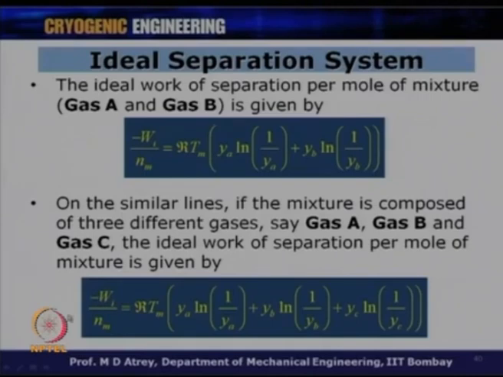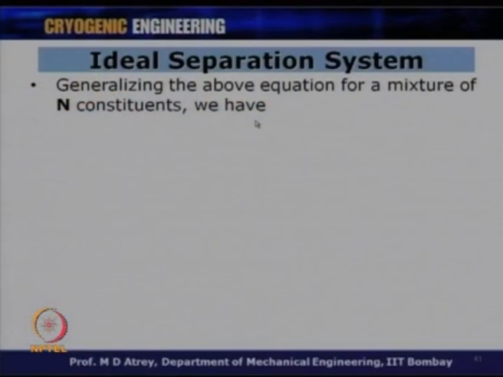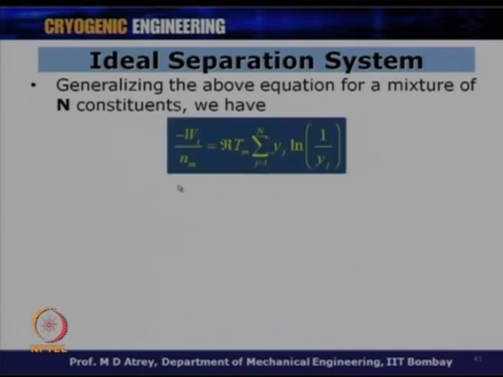The actual work of separation, however, as you know, will be different, and therefore, we introduce a term in the next slide called figure of merit, which we have already introduced in gas liquefaction also. So, generalizing the above equation for a mixture of n constituents, we just showed for A and B, and also for A, B and C, but if the mixture has n constituents, what will the formula be? The formula will be Wi upon Nm, that is work of separation per mole of gas mixture, is equal to RTm into sigma, j equal to 1 to n, Yj log 1 upon Yj.